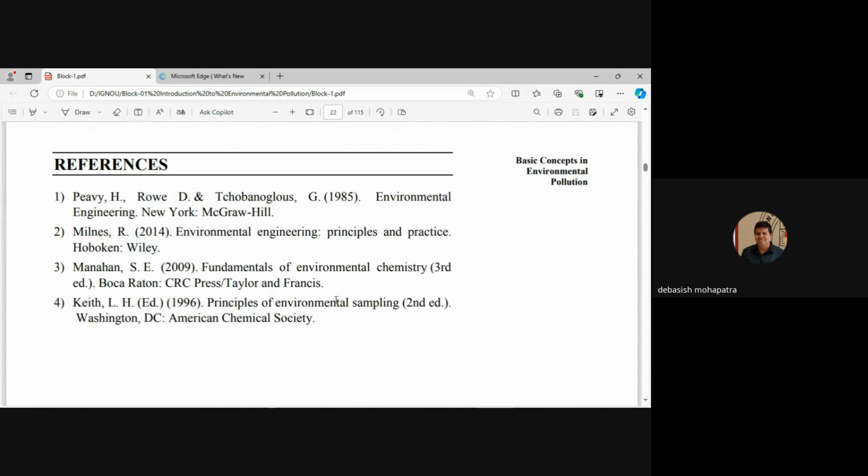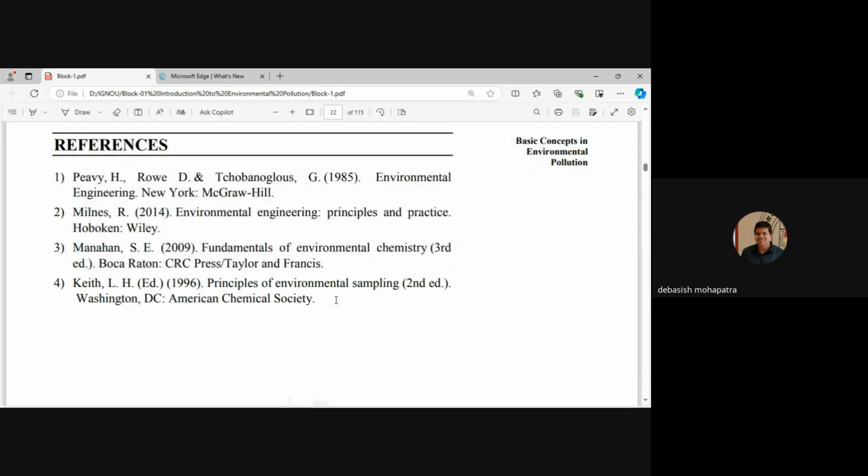These are some reference books which you can refer to if you want. The first one is a very good book, and I have read it myself: Environmental Engineering by McGraw Hill. Then Fundamentals of Environmental Chemistry by Manahan, Taylor and Francis is also a good book, and Principles of Environmental Sampling is also a good book. You can follow any three such books. I think you can get PDFs of these books online also.